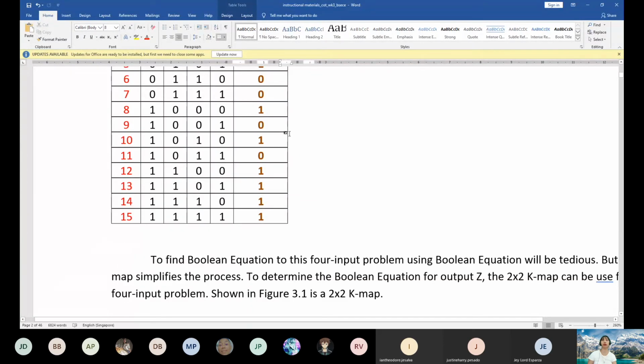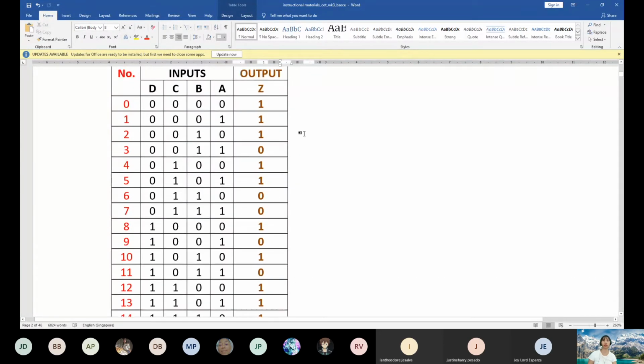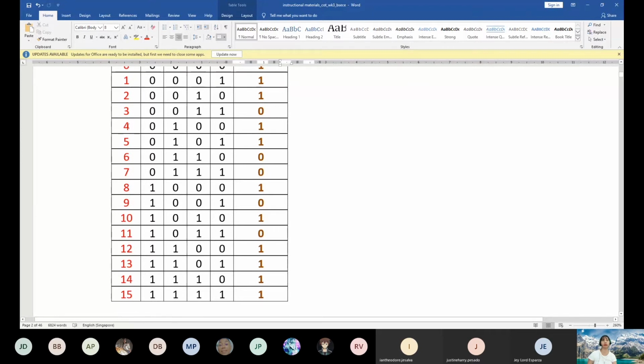Again, the inputs are actually based on the truth table. So let's start with input 4. Input 4 is 0100. Input 5 is 0101. Input 6 is 0110. And input 7 is 0111. Input 8 is 1000. Input 9 is 1001. Input 10 is 1010. Input 11 is 1011. Input 12 is 1100. Input 13 is 1101. Input 14 is 1110. And input 15 is 1111.